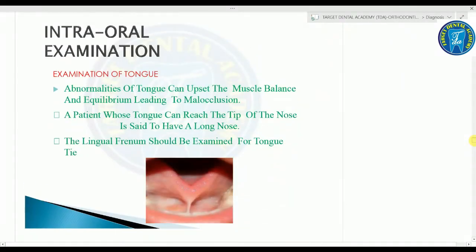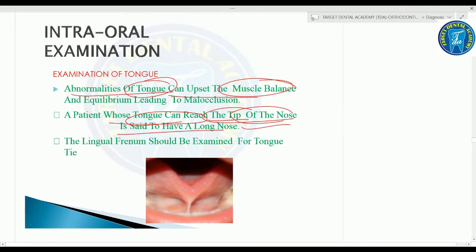Fine. So next is the intraoral examination. Any abnormality of the tongue can upset the muscle balance. A patient whose tongue can reach the tip of the nose is said to have a long tongue. The lingual frenum should be examined for tongue tie.